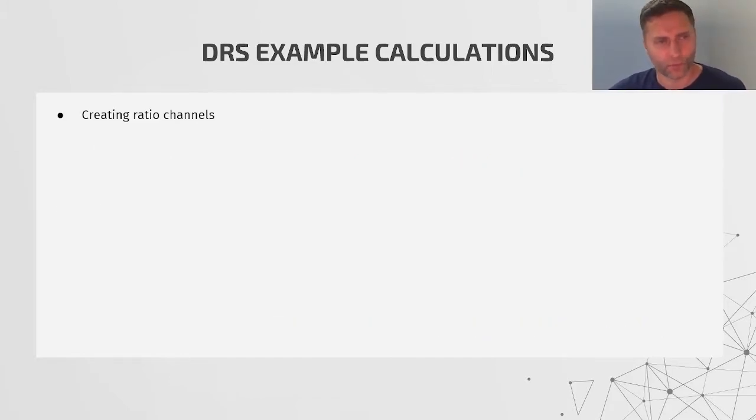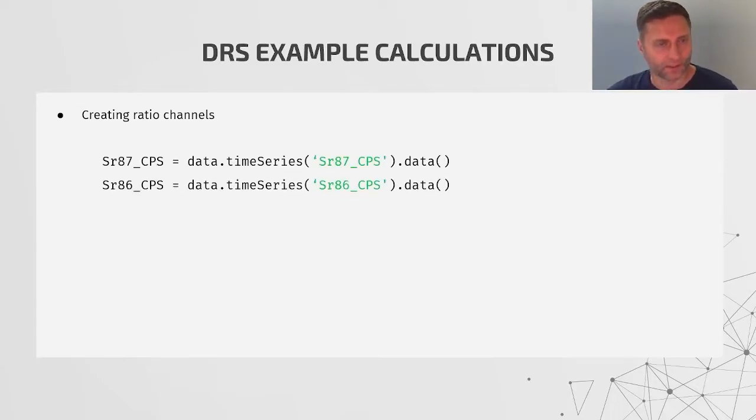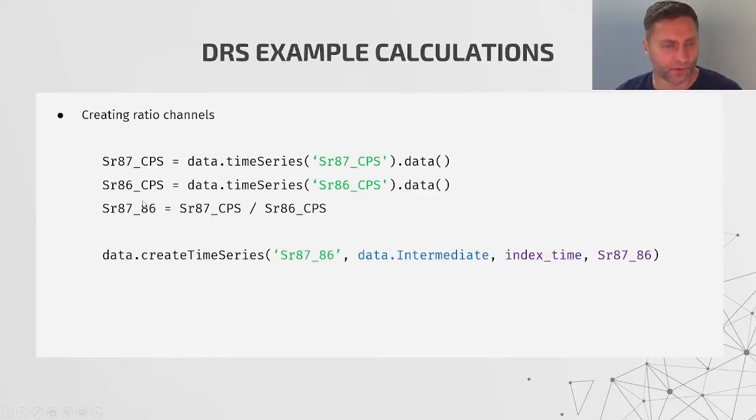Here's another example where we're creating a new ratio channel. This is a channel based on two existing channels. To do that, we'd get our two existing channels. In this case, we're looking at strontium-87 and strontium-86. And once we've got the arrays of data values for those by calling data, we just ratio one to the other, and that would create a new ratio channel. And then we would pass that in create time series as our data array.